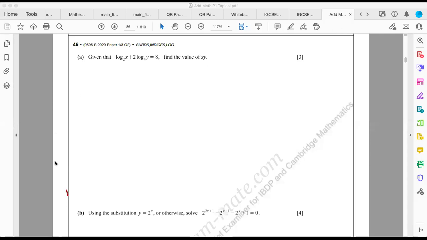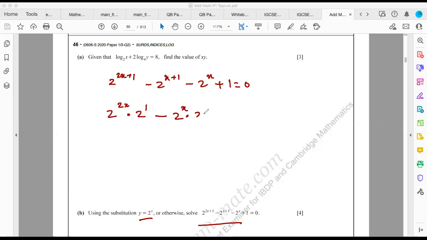So for the second part, we have to make the substitution of 2 to the power x they have given us to solve this particular equation. So we have 2 to the power 2x plus 1 minus 2 to the power x plus 1 minus 2 to the power x plus 1 equals 0. It is always recommended that you break this up as 2 to the power 2x times 2 to the power 1, minus 2 to the power x times 2 to the power 1, minus 2 to the power x, plus 1 equals 0.